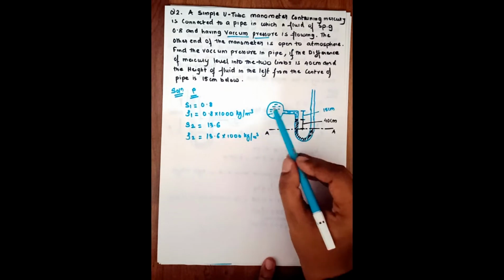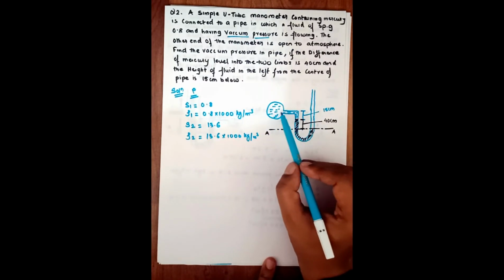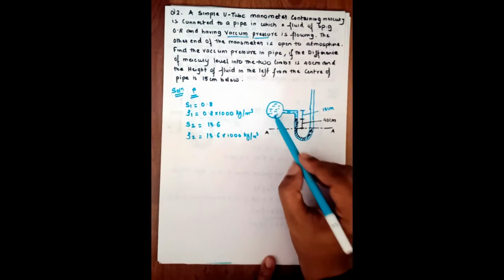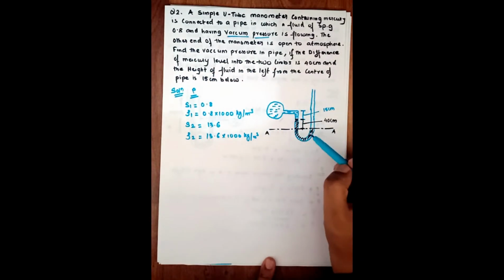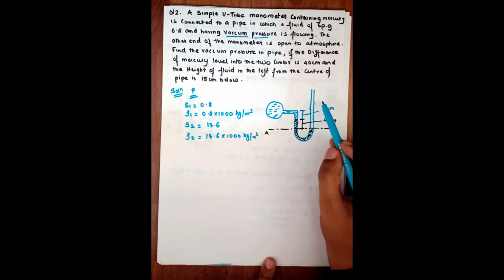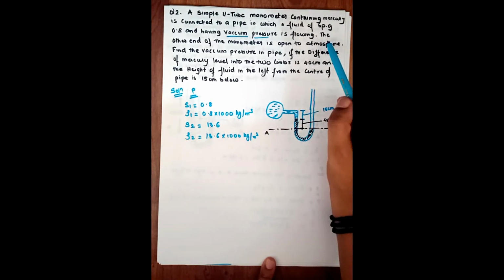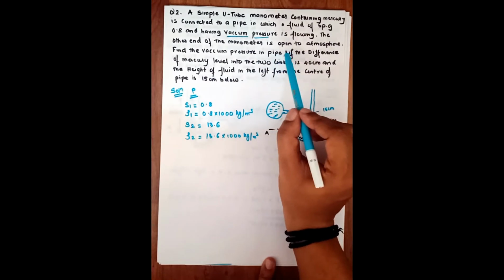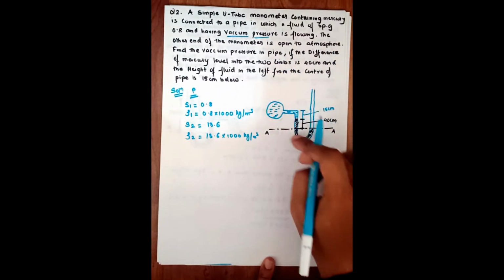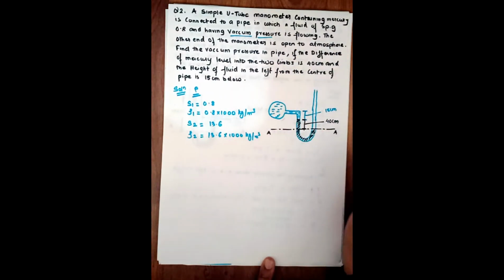So there is a pipe in which a fluid is flowing which is having a specific gravity of 0.8, and over here there is a vacuum pressure, so there will be no fluid on the right column. So in this diagram, as you can see on the right column, above section A there is no fluid. The other end of the manometer is open to atmosphere.